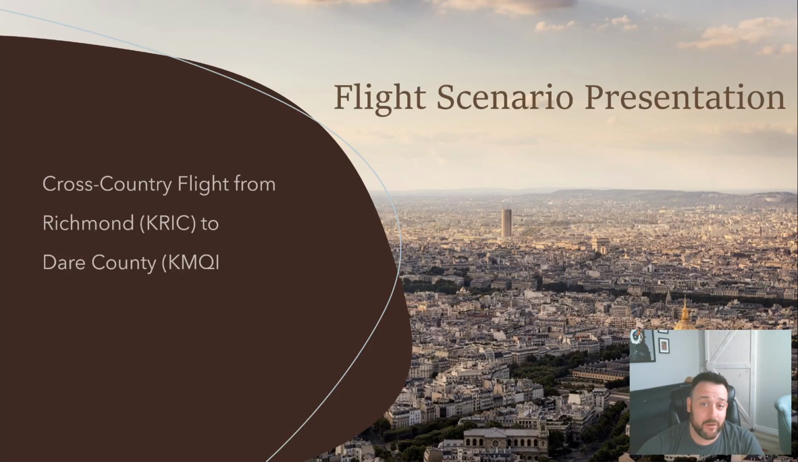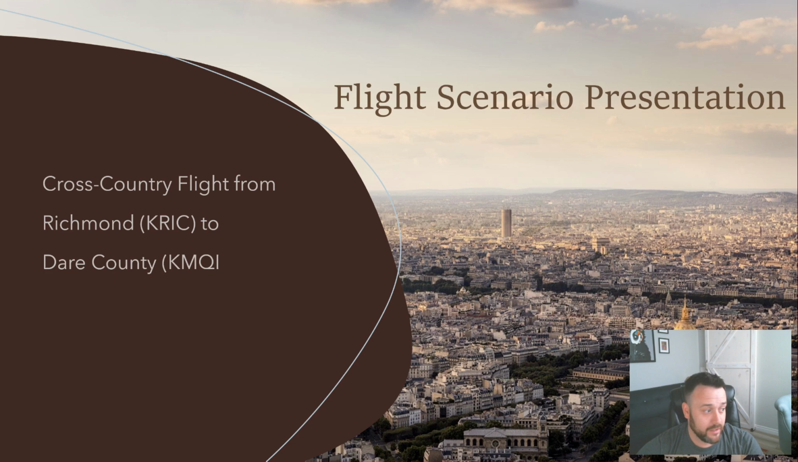Hello, my name is Zachary Montgomery, and today we're going to be discussing Flight Scenario 1, where we have a cross-country flight from Richmond to Dare County. From our scenario here, it says that I am a student working on my commercial pilot, which I am. You just flew a 123 nautical mile trip from Richmond down to Dare County, but I was not able to land due to deer on the runway.